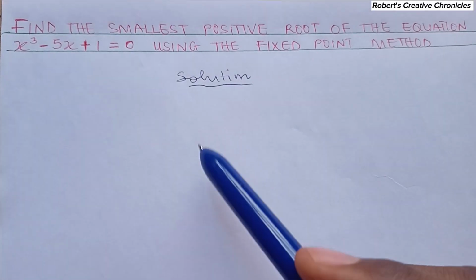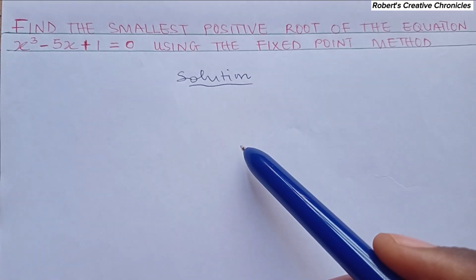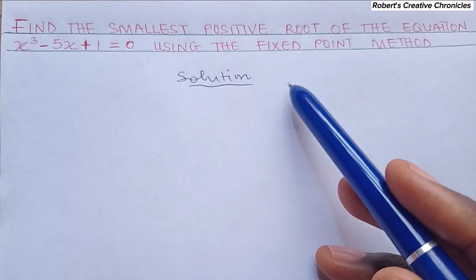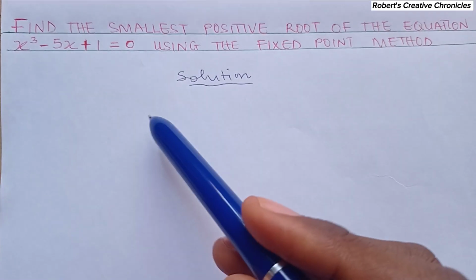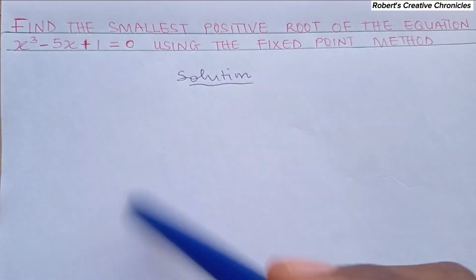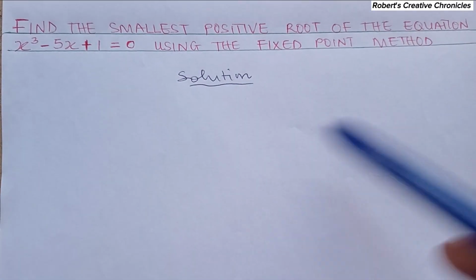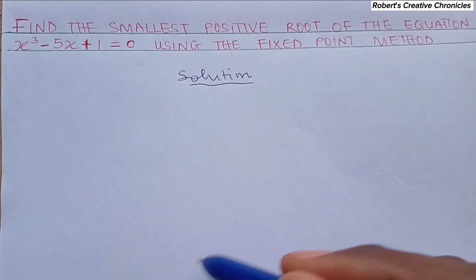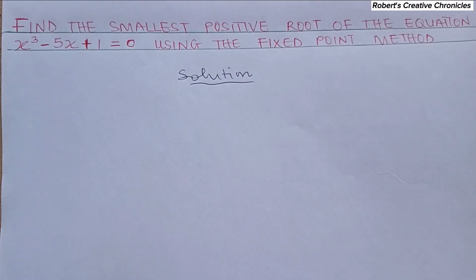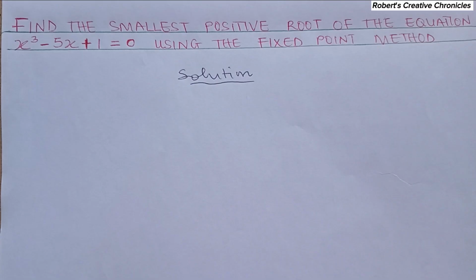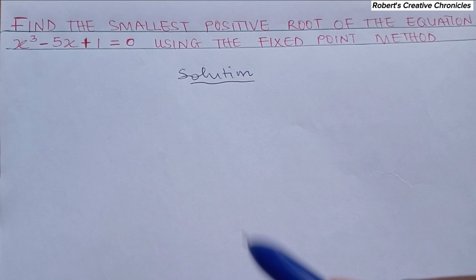When you are given an equation to find the smallest positive root in a numerical analysis question like this, the method we're going to use here is the fixed point method. You have to find the interval in which the smallest positive root lies. Normally in some questions they give you the interval, but in this question the interval was not specified, so we have to find it. The root of an equation, when you substitute it into the original equation, gives you 0. So if you find two numbers where one gives you negative and the other gives you positive, then the root definitely will lie within that interval, because 0 is in between negative and positive.